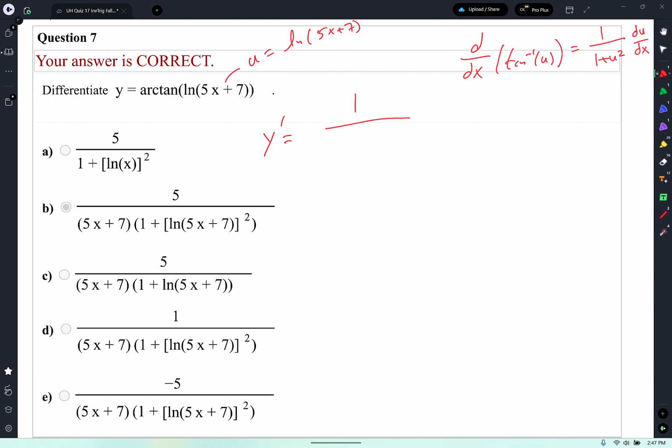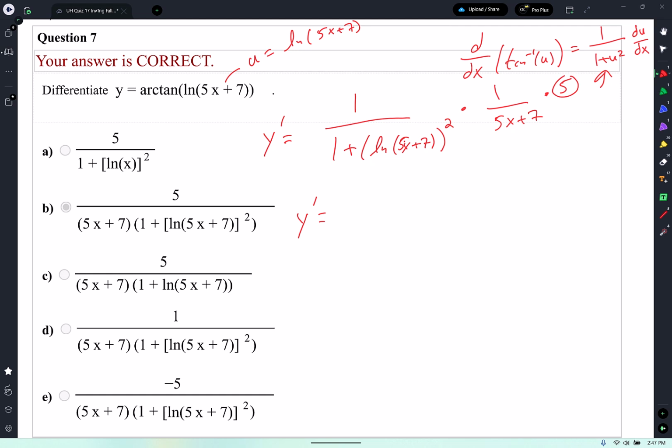1 over, I'm following this right here. 1 plus, what's my u? Yeah, make sure you include the ln. Parenthesis, ln, open parenthesis, of 5x plus 7, close, squared. Am I done? No, times the derivative of ln of 5x plus 7. What's that? 1 over 5x plus 7. Good job. Times 5. Don't forget the times 5. Now we got the chain rule.